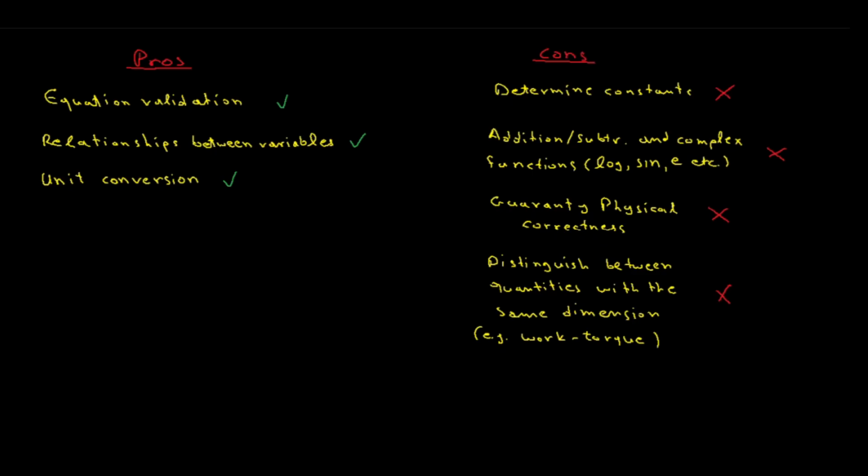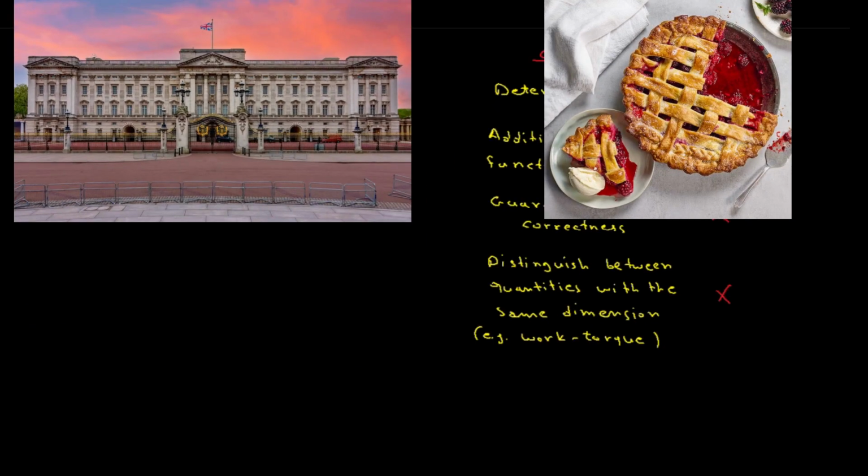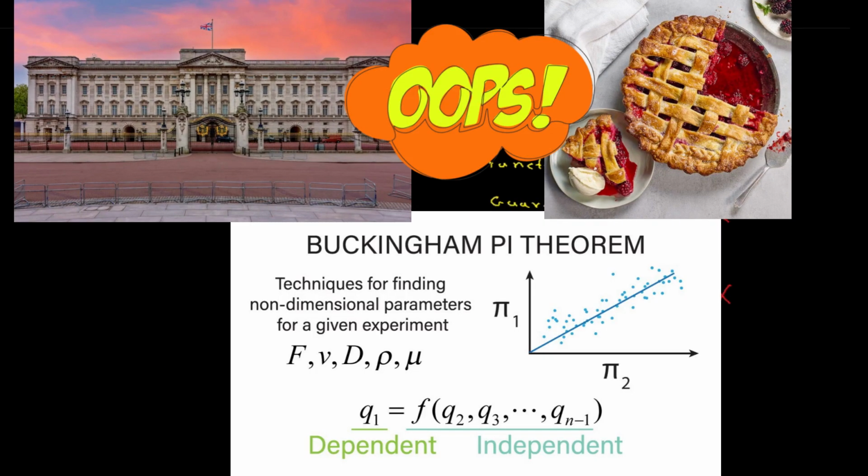Overall, although the method has its limitations, it remains a very powerful mathematical tool that physicists and engineers still frequently use. Rayleigh's method is a great tool for phenomena involving up to 3 or 4 variables. For even more complex phenomena involving more variables, you need to dive deeper into the Buckingham pi theorem, essentially a more formal generalization of Rayleigh's method.